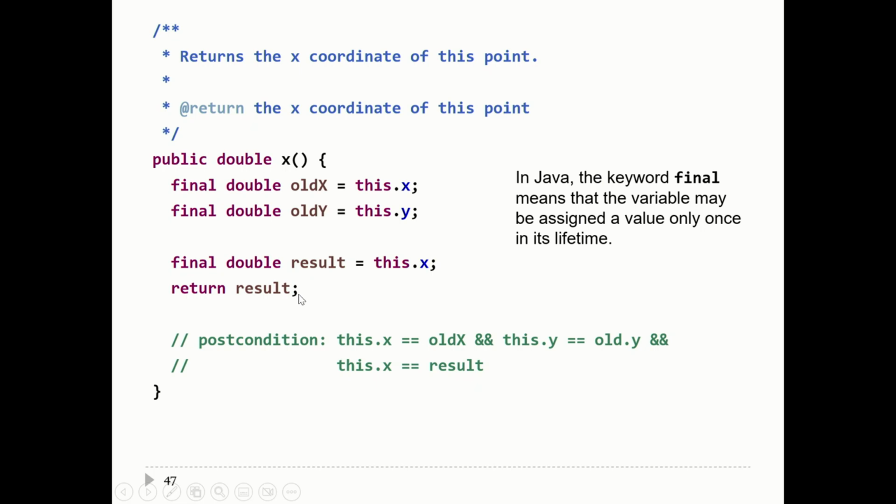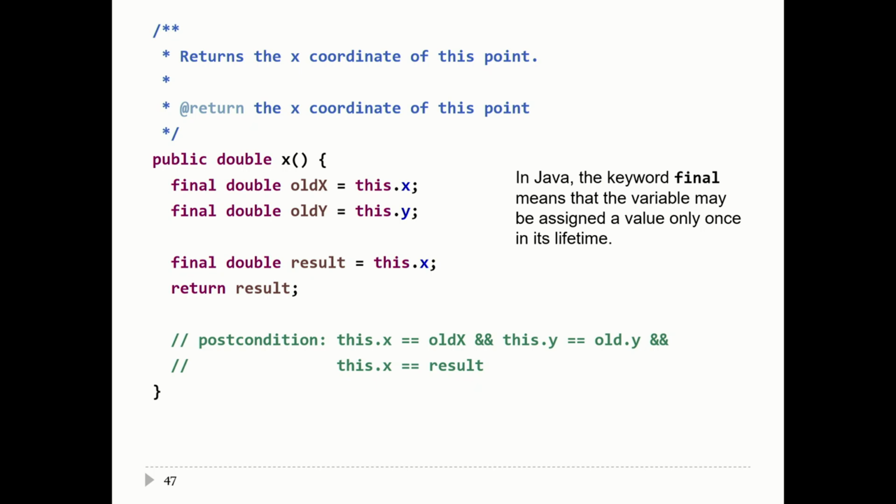Now, just before you return the result, or just after, is where you want to write or test the postcondition. So what is the postcondition for the method? The x coordinate of the point is unchanged, so this x equals old x. The y coordinate of the point is also unchanged. And the value that was returned is the same as the x coordinate of the point. So that's what you have to write in order to actually express the postcondition for this method mathematically.